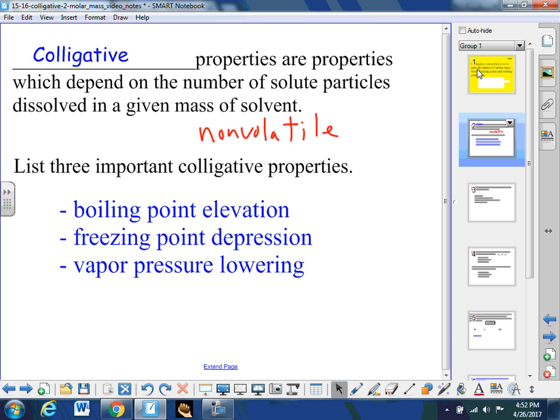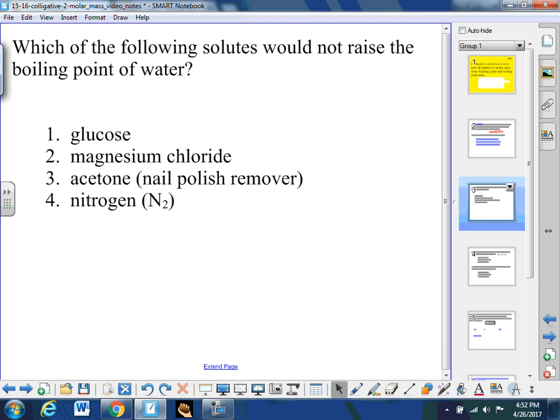When you make a solution with a non-volatile solute, it makes the boiling point of the solvent go up, it makes the freezing point of the solvent go down, also lowers the vapor pressure of the solvent. One of the things I'm going to expect you to be able to do is to distinguish between those solutes that will and will not have a colligative effect. For example, which of the following solutes would not raise the boiling point of water, a solvent such as water?